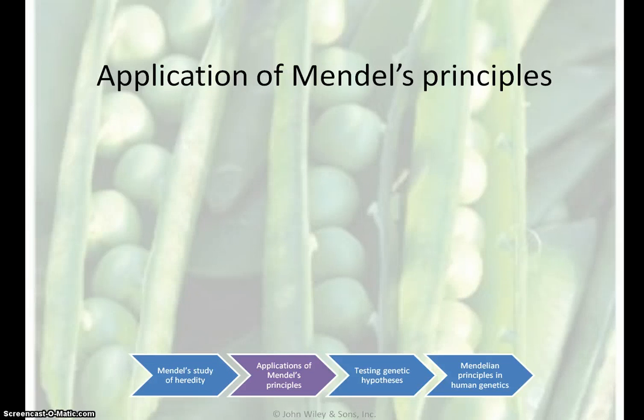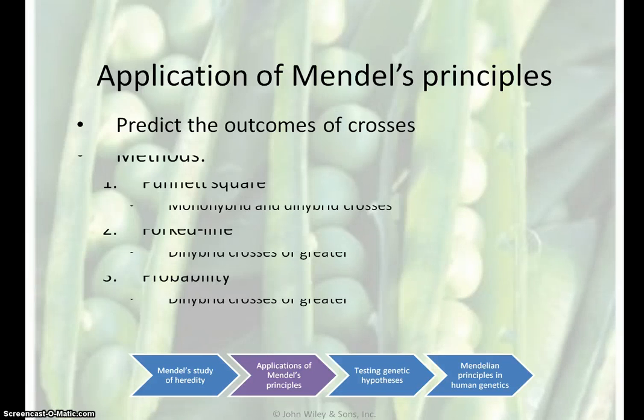All right, so moving on to the application of his principles. If you're following along here at the bottom, I have this little timeline. We're now on to the second part of the chapter, the application of Mendel's principles. So he did these experiments, he determined the results. Well, now let's see if we can predict what the outcome of his crosses are.